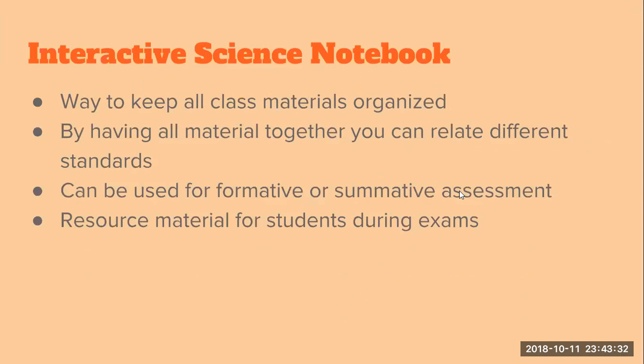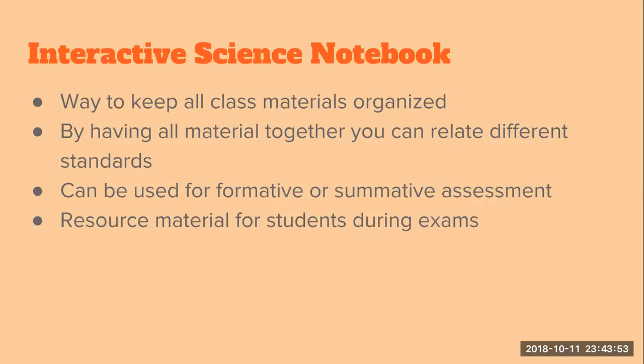So what is an interactive science notebook? It's a great way to keep all of your class materials organized. She is very detailed about what type of notebook students need. They need a spiral bound notebook with at least 100 pages. And the other big thing that she asks students to look for is a notebook that's larger than your typical notebook. So it needs to be at least 9 inches wide.